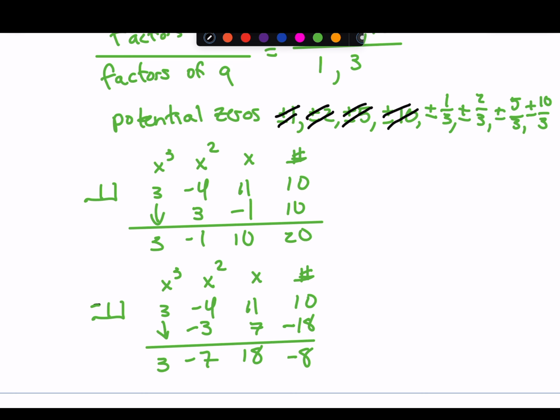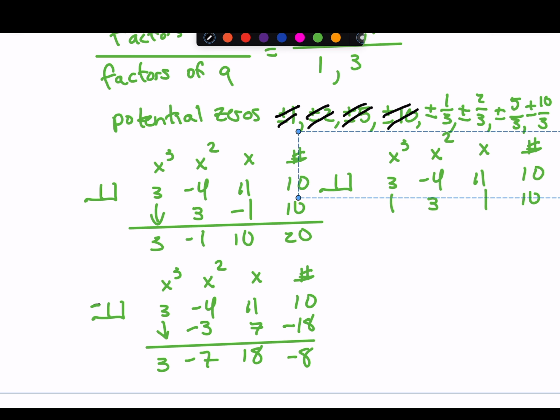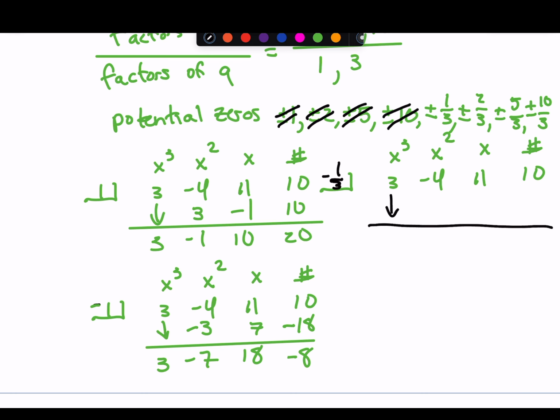Let's try one of our fractions. So same story, except this time we're not going to use 1. Let's try and use how about -1/3? So we can bring down our 3. -1/3 times 3 gives us -1. -4 plus -1 is -5.